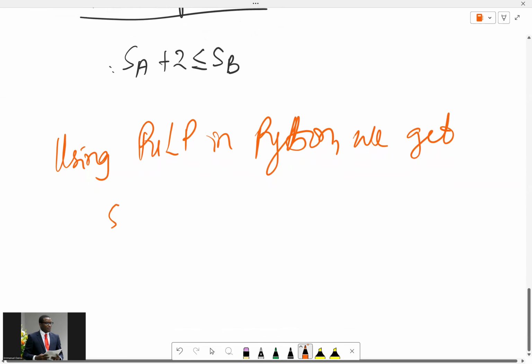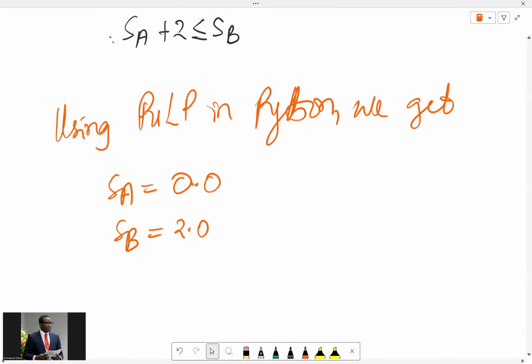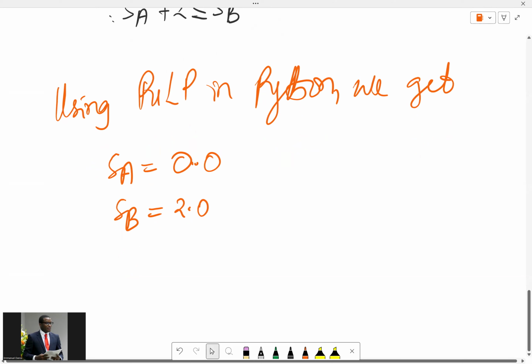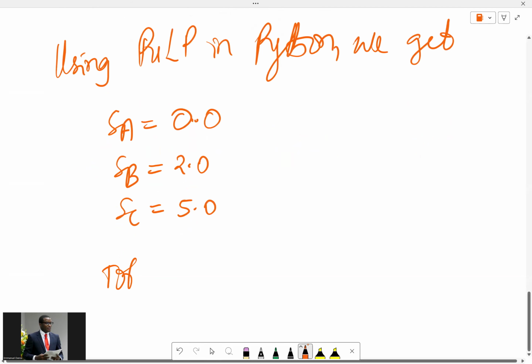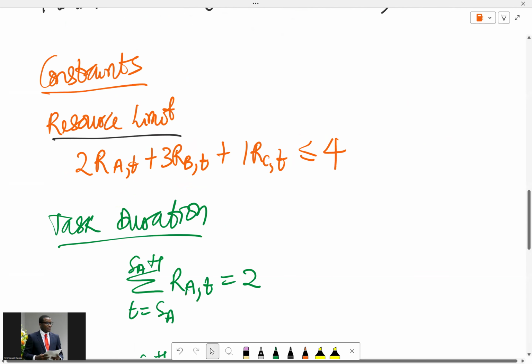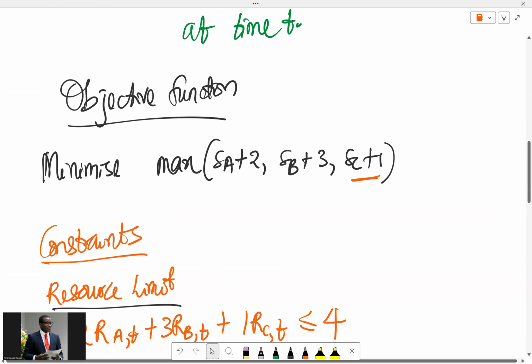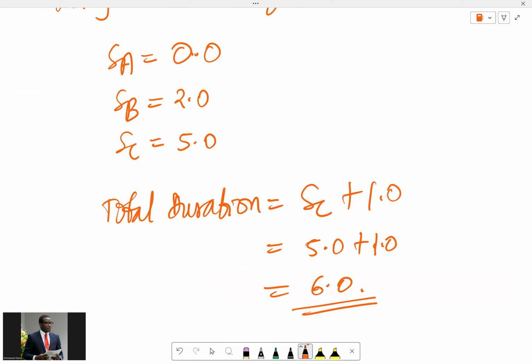the variables we have, right? SA, the start time for task A, is actually day 0, and it ends at day 2. So SB actually starts at day 2.0. The start time for task B is day 2 and it ends on day 5. And SC, the start time for task C, is 5.0. And because it takes 1 day, we now have the total duration. Total duration is SC plus the 1 day it will require. That's what we want to really minimize. So we have 5.0 plus 1.0, and that is 6.0. So the project takes a total of 6.0 days.